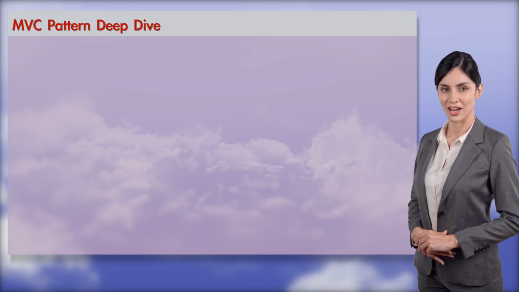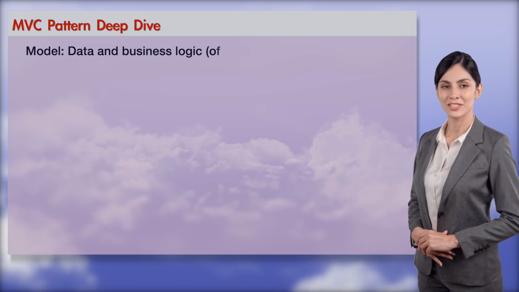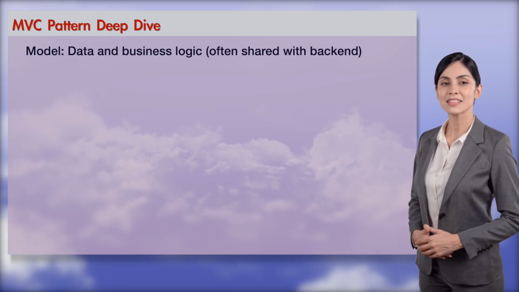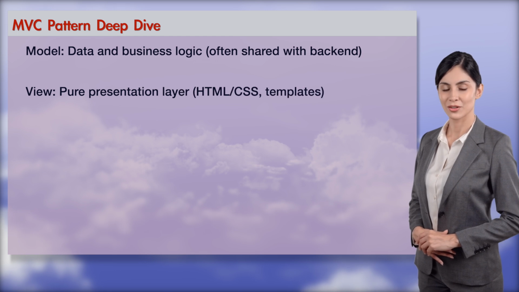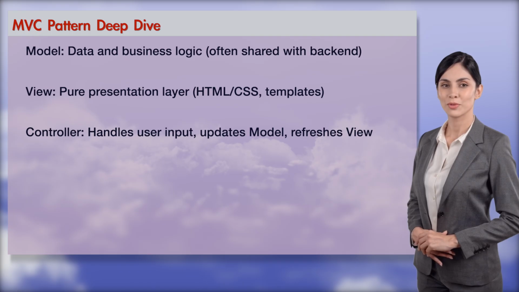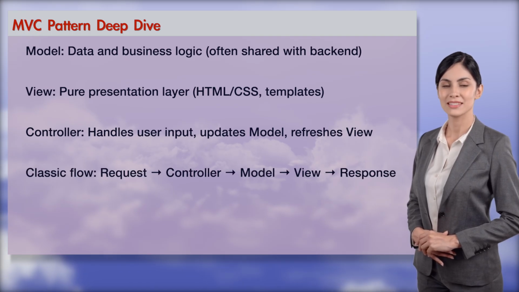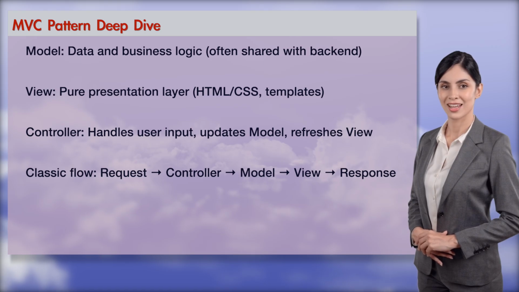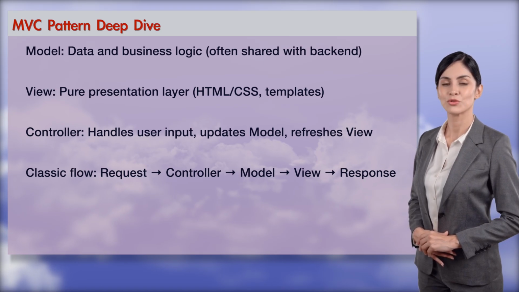MVC pattern deep dive. The model holds data and business rules. In web apps, this can be shared with the backend domain model or a client-side representation. The view is responsible only for presentation, HTML templates, CSS, and minimal logic. The controller receives user input like clicks and form submits, updates the model, and tells the view to refresh.